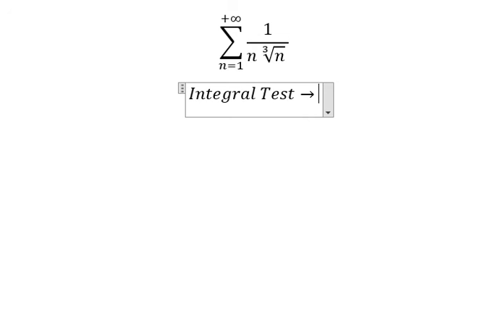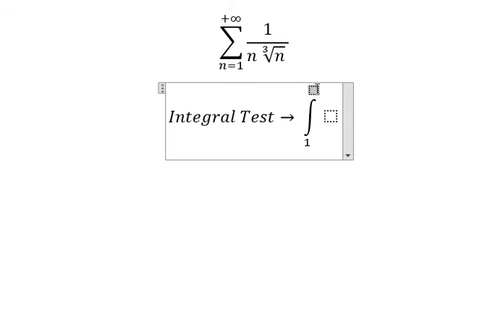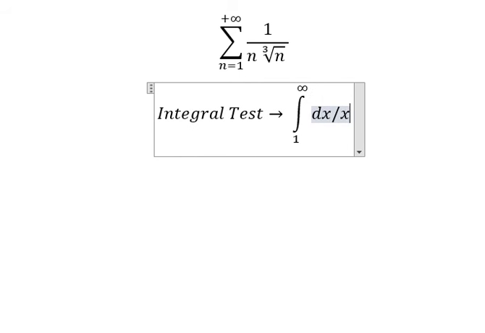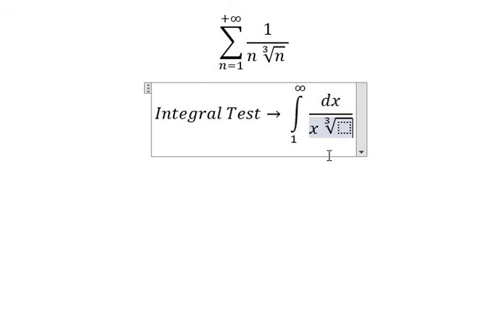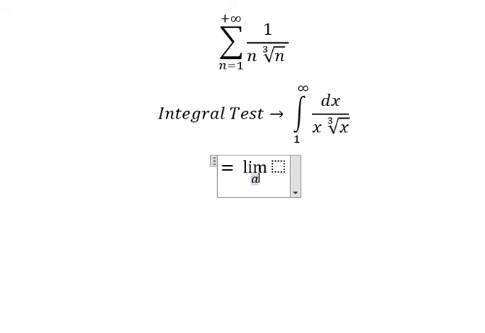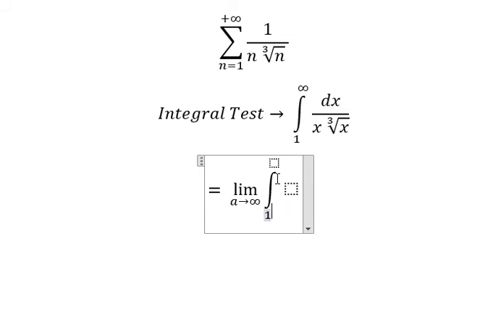So we need to have the integral from 1 to positive infinity of s over s multiplied by the cube root of s. So for this one, we can change it by the limit. That is, a approaches positive infinity, and we have the integration from 1 to a.